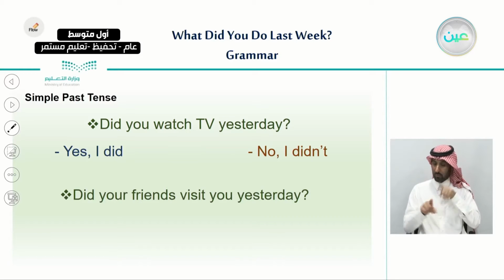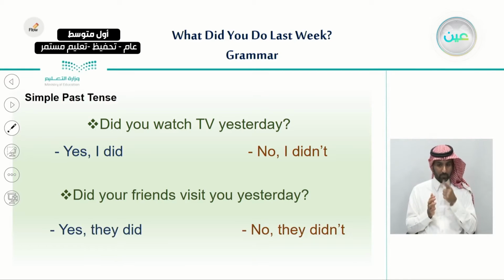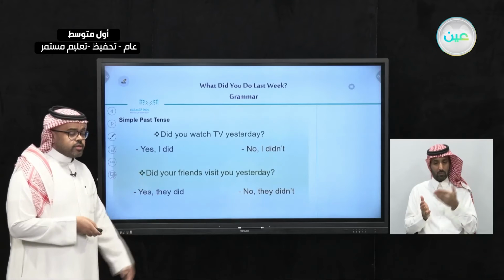Let me ask you another question. Did your friends visit you yesterday? And here you have only two options. Either you would say, yes, they did, or no, they didn't. So I'm going to ask you again. Did your friends visit you yesterday? Very good answer. And notice that since here we use the subject you, the subject we're going to use in the answer is I. And here when we're talking about a group of people, a plural, not one, we use the subject they. So this is how you make a question in the past.